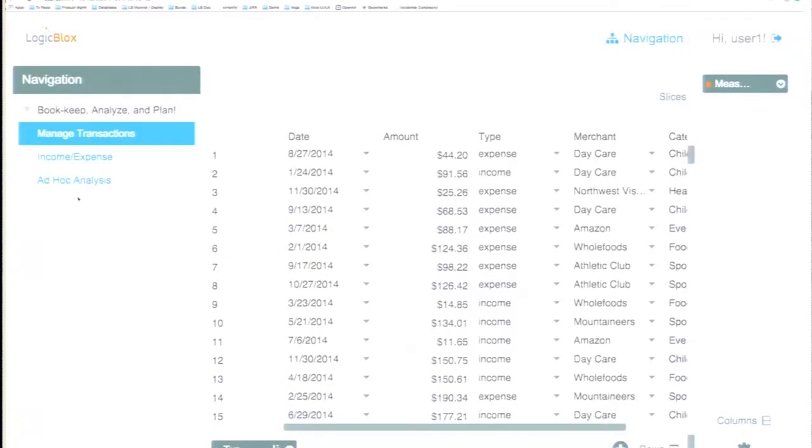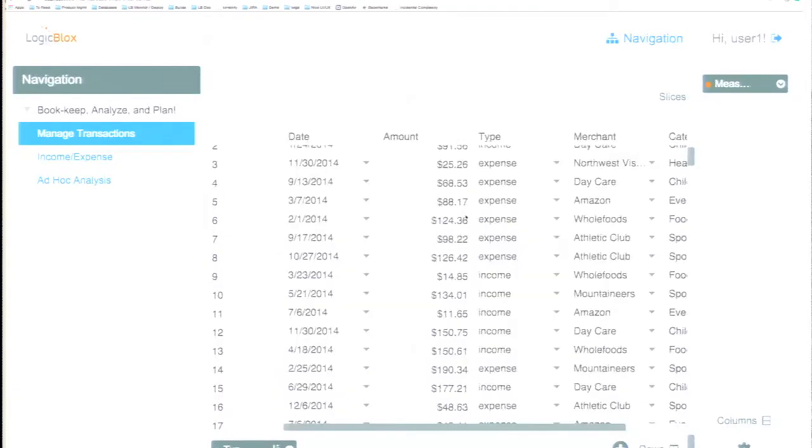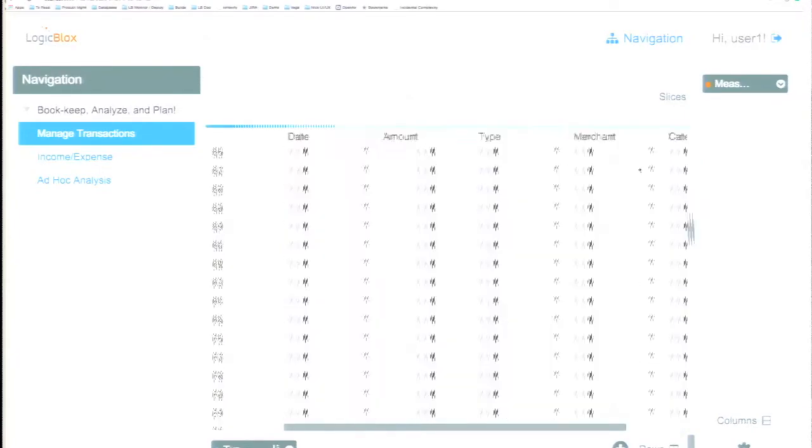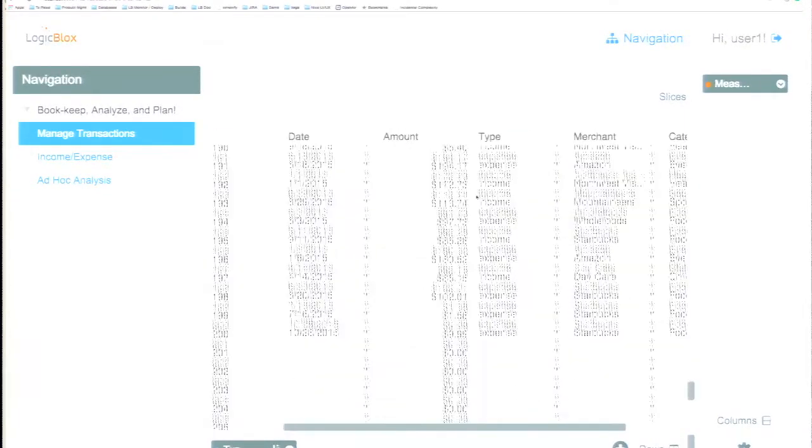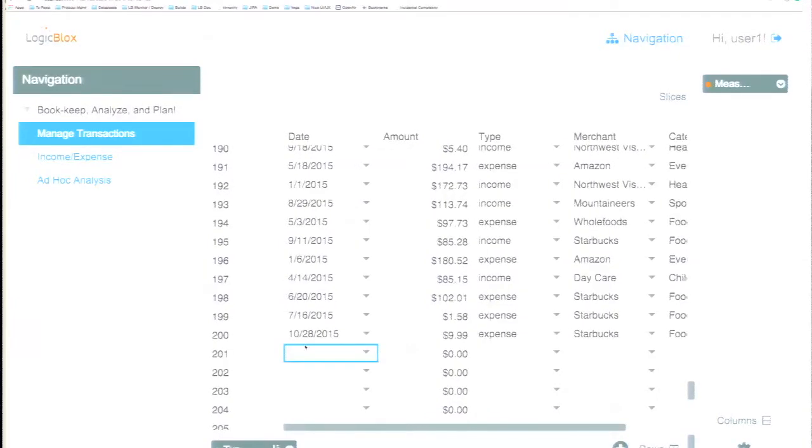The first page just helps you keep track of your transactions. You have your date, amount, type, the merchant and the category, and I can do some data entry, and that's what bookkeeping is all about. I think today is 10/29, 2015. I spent $455. Let's say that's an expense, and it was at Starbucks, right? I can do this sort of thing.